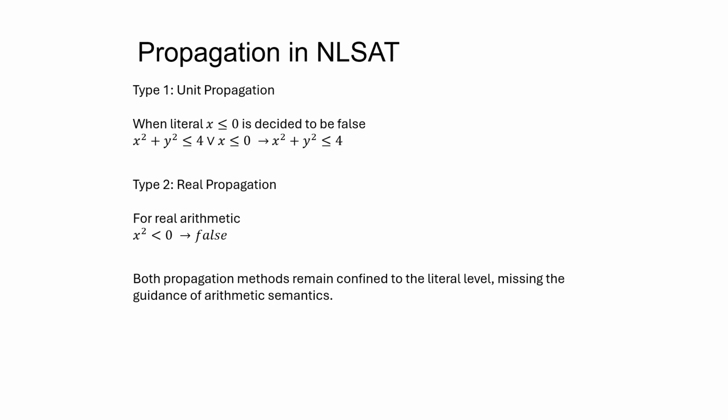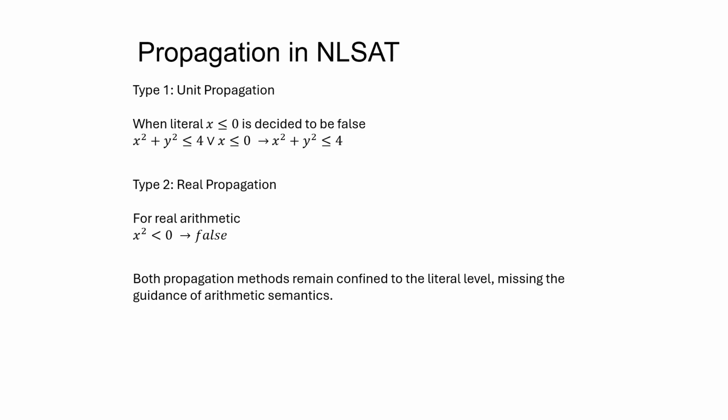The second part of our video is to introduce a new propagation in NLSAT. Here we look back at propagation methods in NLSAT. The first one is unit propagation borrowed from SAT solving. When the literal x is less than or equal to 0 is decided to be false, then the sum of squares x plus y must be less than 4, must be true.